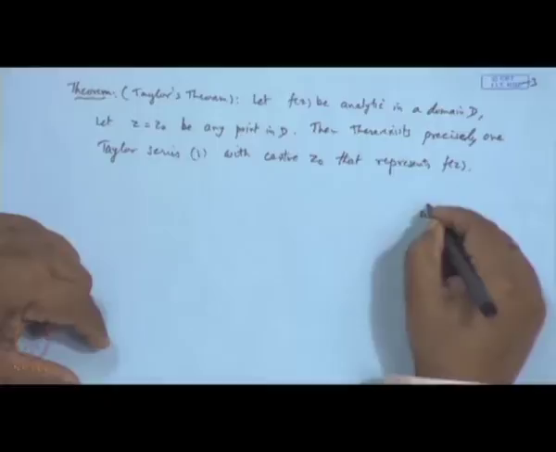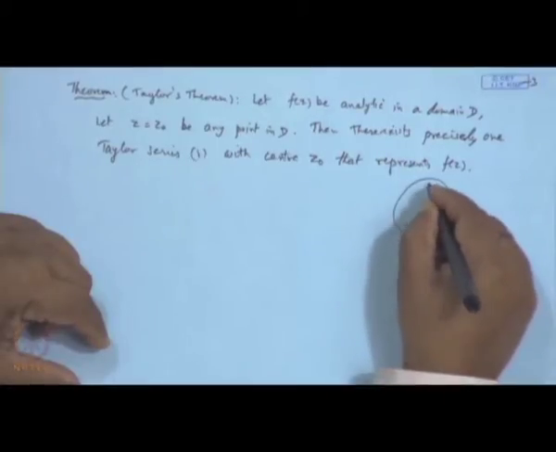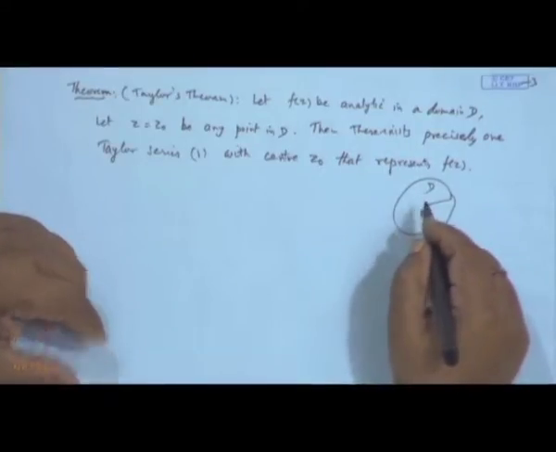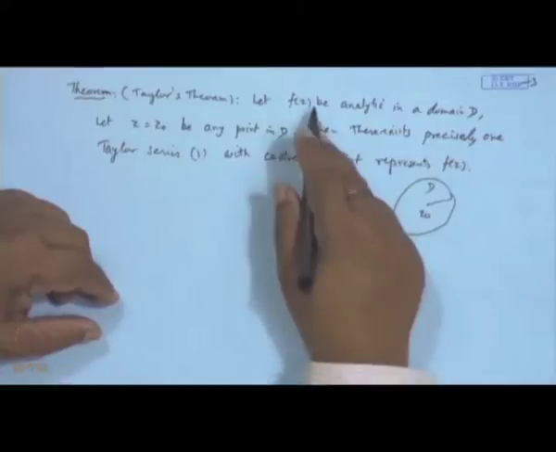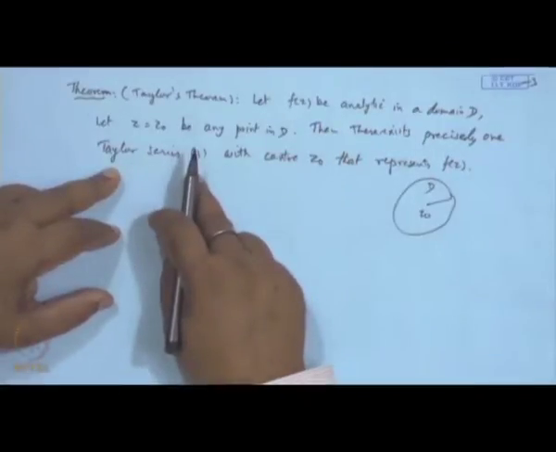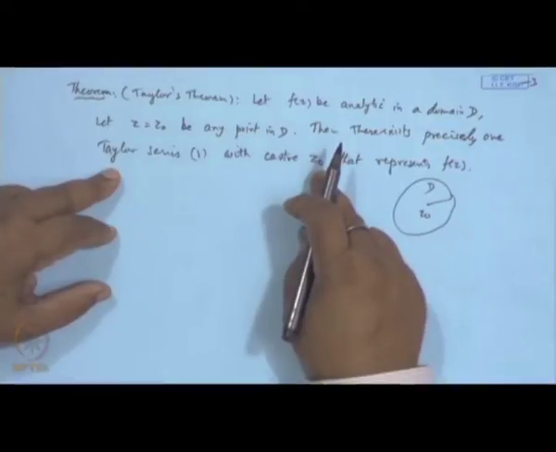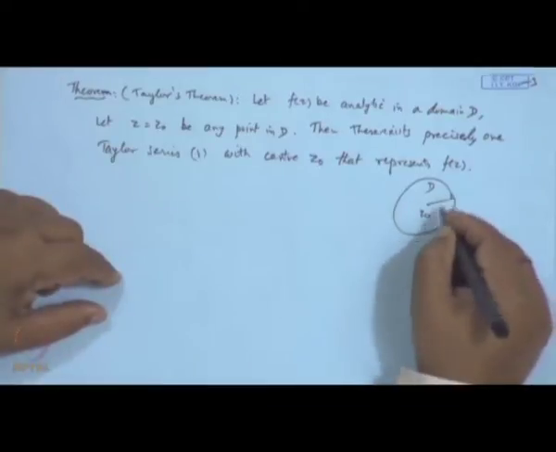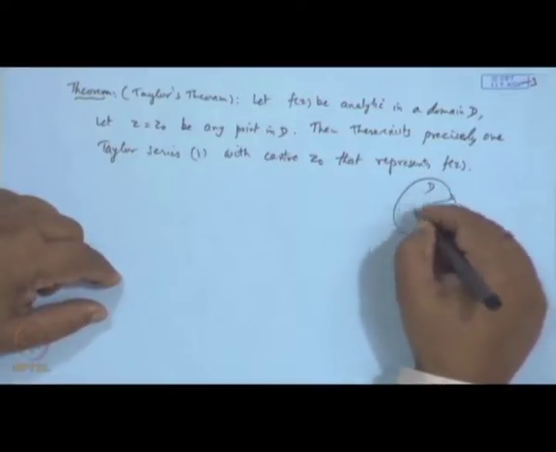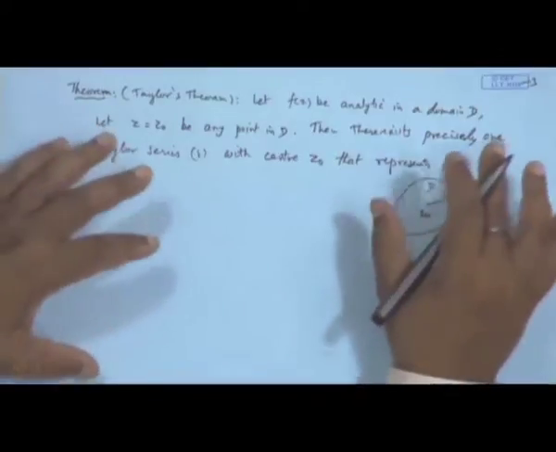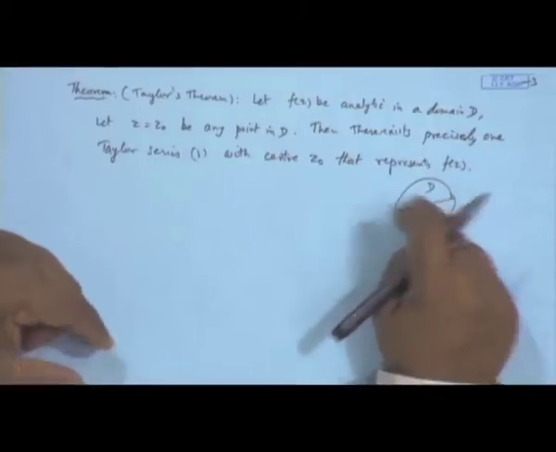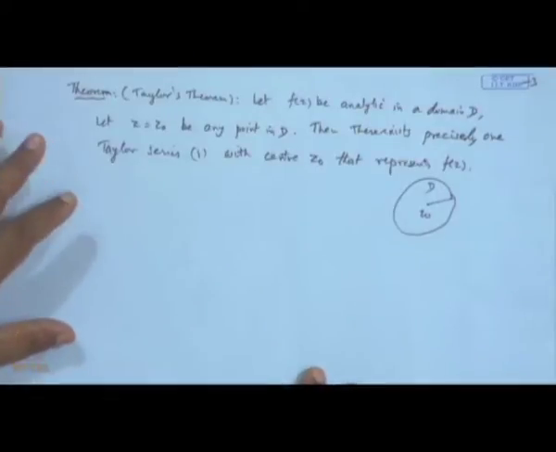This z naught here, this is a domain D. The function is analytic throughout this domain D. So, we can expand this function, corresponding to this function f(z), we can always get a Taylor series expansion uniquely, precisely one Taylor series which represents f(z), and the domain will be in the largest circle where the function is analytic with center z naught. Okay. The remainder R n(z) is defined by the equation 3 and so on. The proof we are not giving for this.